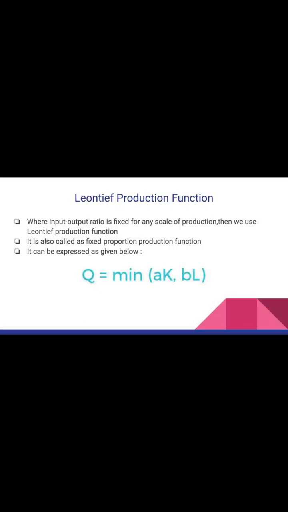Now here we have Leontief production function. Leontief production function uses fixed proportion of inputs having no substitutability between them. It is regarded as the limiting case for constant elasticity of substitution. The production function can be expressed as Q = min(AK, BL), where A and B are constants and K and L are utilized quantity of input 1 and utilized quantity of input 2 respectively.